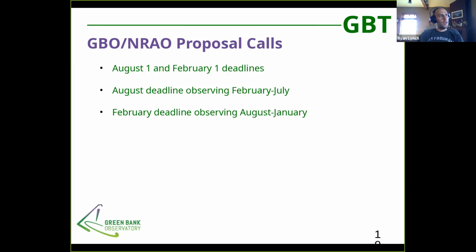The August deadline is for observing from February through July, so we consider that the A semester, which is within a given calendar year. And then the February deadline is for observing that will occur from August through January, and that's considered the B semester.